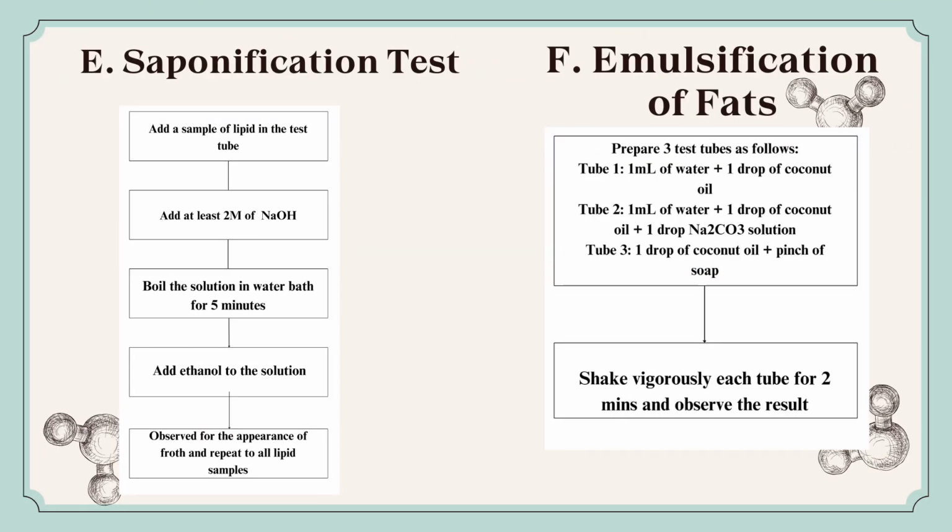Procedure E, the saponification test. It determines the lipid's ability to hydrolyze, forming glycerol and soap. It goes as follows: put the sample of lipids and then add at least 2 ml of sodium hydroxide. Next, it was boiled in the water bath for at least 5 minutes. And lastly, ethanol was added. Then the reaction was observed for the appearance of froth. This procedure is repeated until all the samples have been tested.